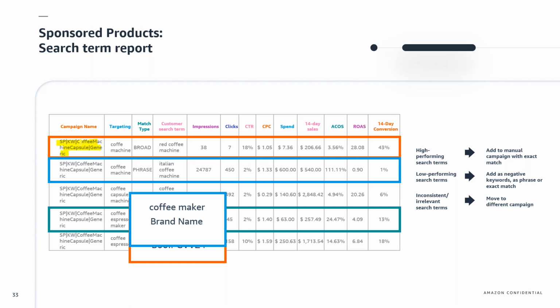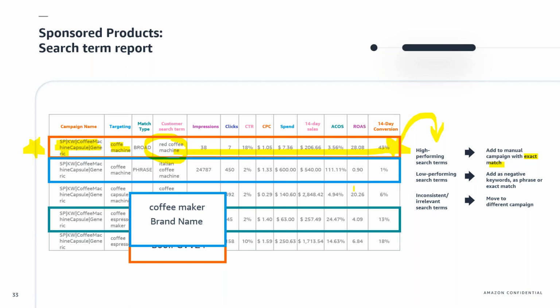So let's say coffee machine capsule is what the seller is actually selling, and the seller targeted coffee machine. Now the actual customer search term which was high performing is red coffee machine, and these are selling really well. These are the high performing search terms. So the actual tip is to add a separate manual campaign with exact match type, so that these are your winning keywords later on. And this will be your winning campaign, and we have to optimize it.